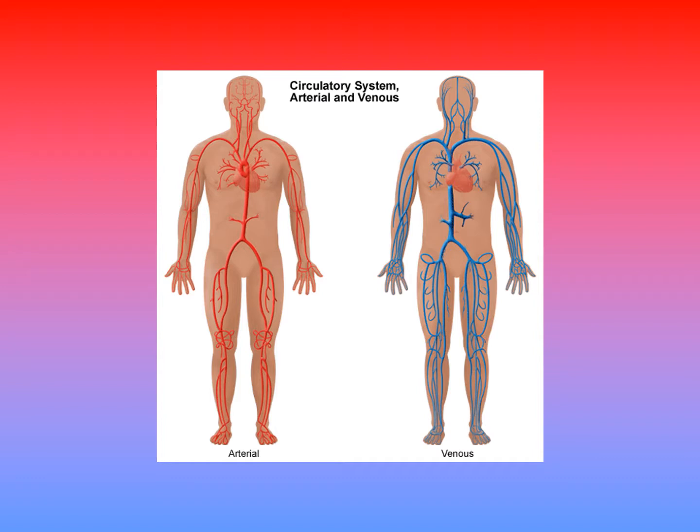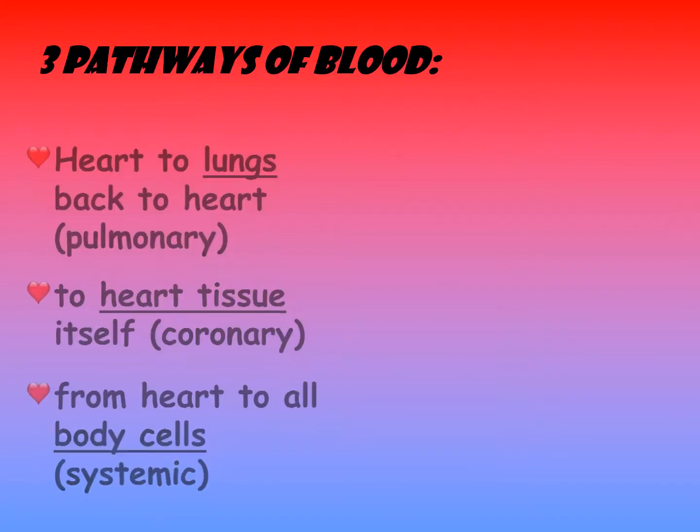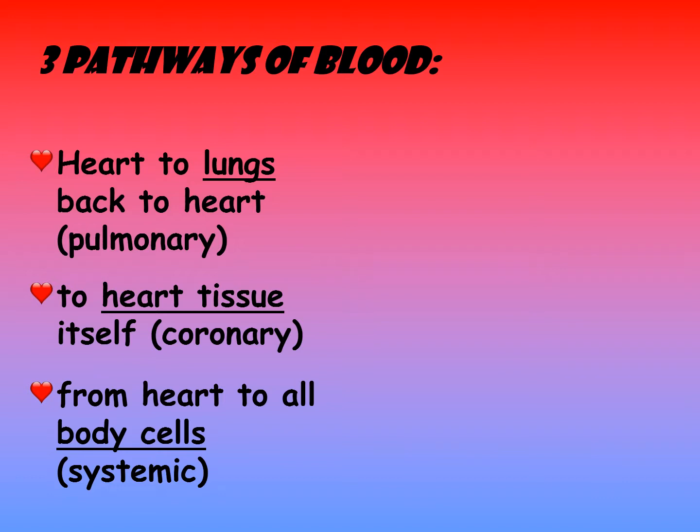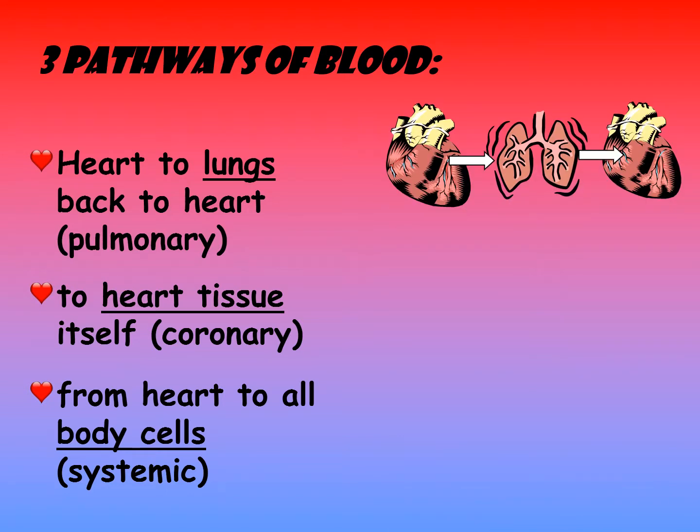Here's another picture that shows the main arteries and veins in the body. Again, the color is there representing oxygen-rich and oxygen-poor. And your blood takes 3 pathways through the body. One of those pathways carries it just to the lungs. So this is like a loop that takes blood from the heart to the lungs and back to the heart. We call that pulmonary circulation. Every time you see this word pulmonary, it has to do with the lungs.